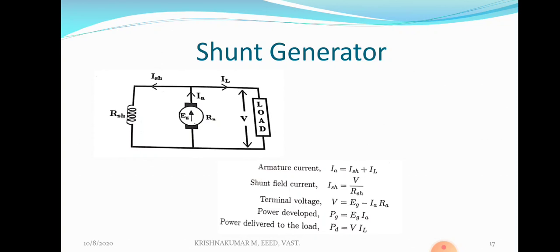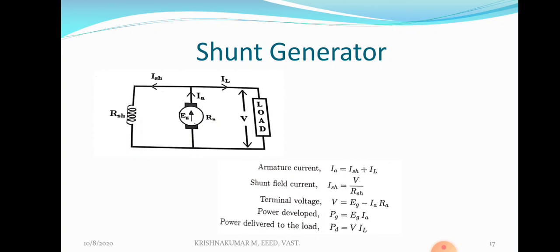Current flowing through the armature is armature current. At a particular point, this armature current is split into two parts. A part of the armature current is flowing through the shunt field winding, denoted as shunt field current, and the rest of the current is flowing through the load, denoted as load current. Therefore, we can write IA is equal to ISH plus IL.